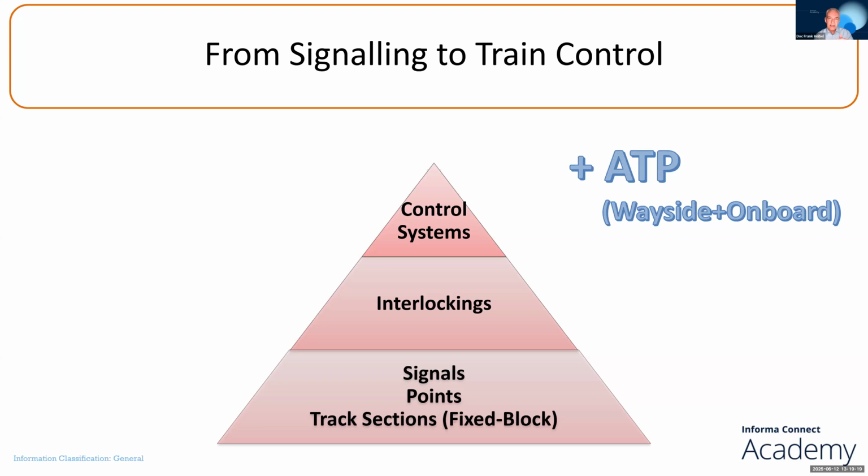What ATP also needs is a wayside subsystem, something that sits on the infrastructure that is able to talk to the computer on the train in an understandable language in order to give instructions to the onboard computer of ATP. So this is what I call protected signaling. It's a conventional signaling system with the same hierarchy, but with additional automatic train protection.